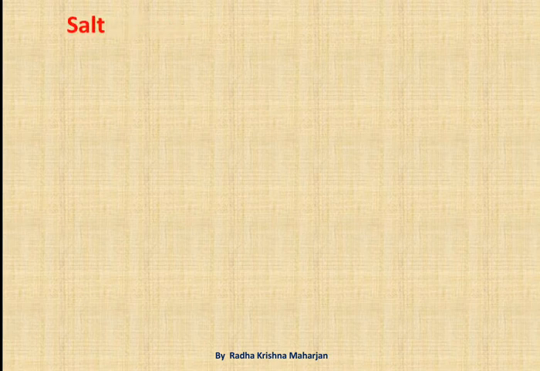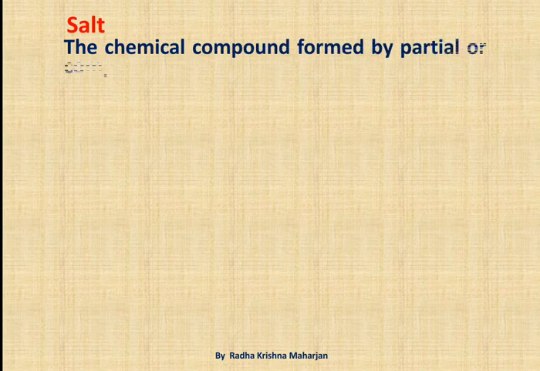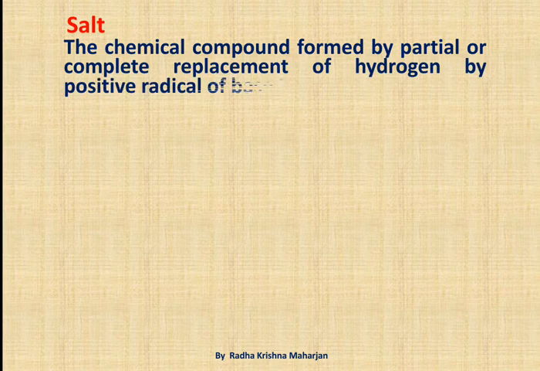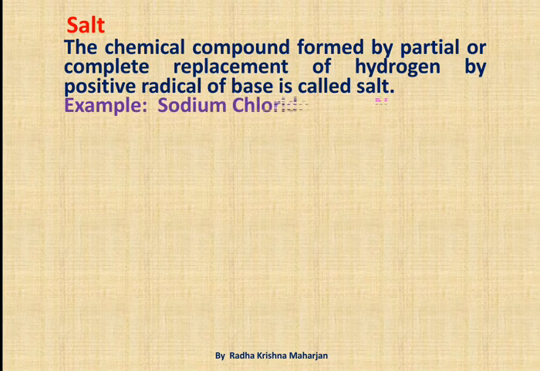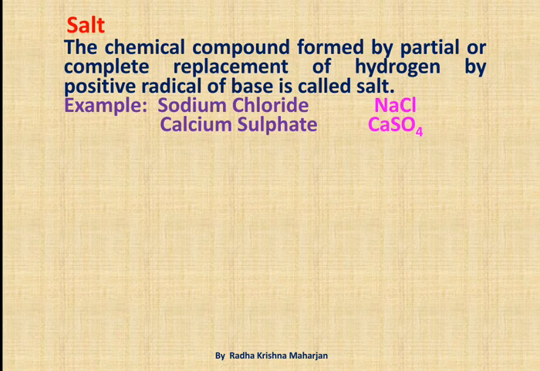Salt. The chemical compound formed by partial or complete replacement of hydrogen by positive radical of base is called salt. Example: sodium chloride NaCl, calcium sulfate CaSO4.